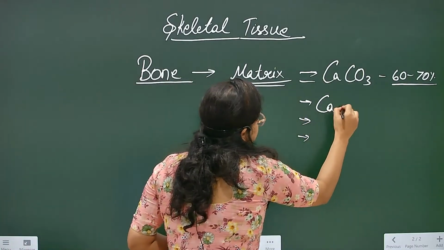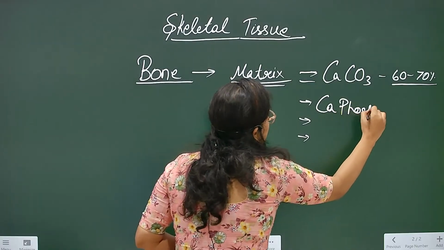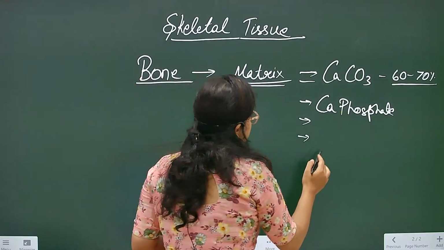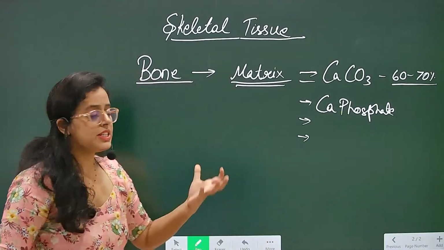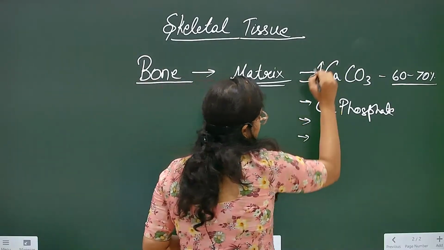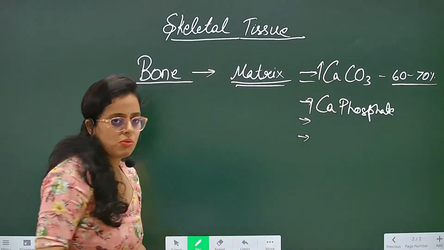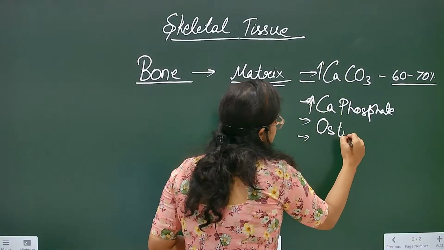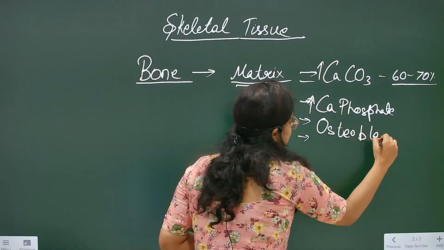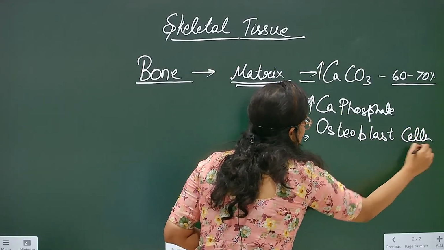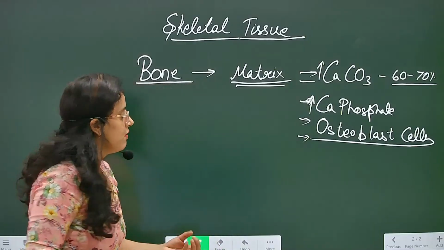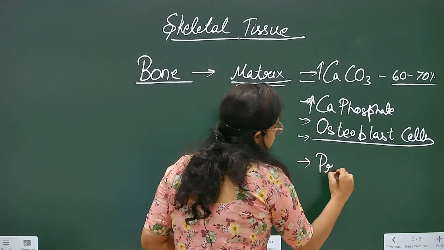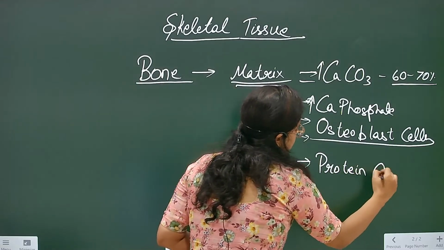Now it also consists of calcium phosphate. These minerals are present: phosphorus, calcium, magnesium. The concentration of the calcium is very high. As a result, the matrix of the bone is very hard. Now it also consists of cells like osteoblast cells. Osteoblast cells are the ones which form the bone matrix, and the protein that is present in the bones is ossein, right?